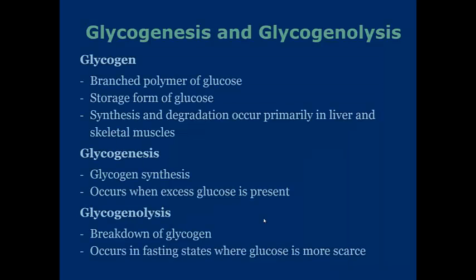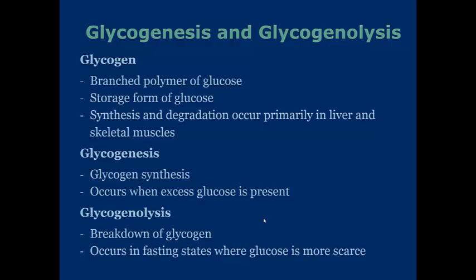Glycogenesis and glycogenolysis are two processes other than glycolysis that the body uses to regulate its metabolism. Glycogen is a branched polymer of glucose and it's used as a storage form. The synthesis and degradation occur mainly in the liver and the skeletal muscles, and there is some in other areas, but these are the primary two locations.